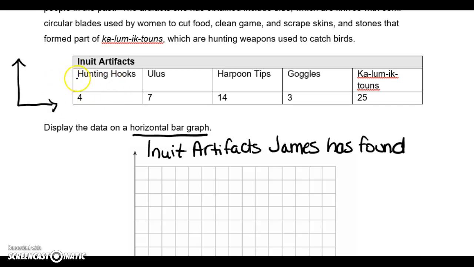And in this case here, the types of Inuit artifacts found is going to be our independent value. So then that means the amount found will be our dependent, which goes on the horizontal axis. So just to recap, typically your horizontal axis is for the independent, but because we're doing a horizontal bar graph, it means that our independent goes on the vertical and our dependent goes on the horizontal. So let's go and label those.